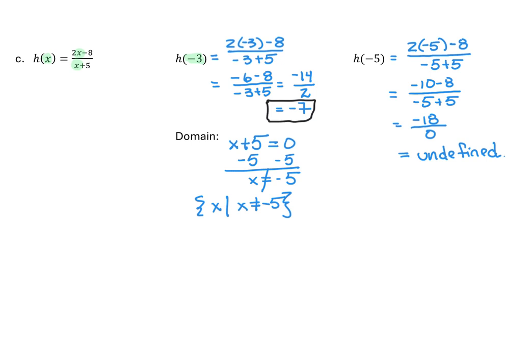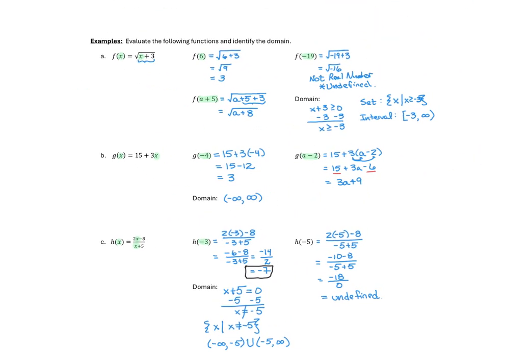Now, if we want to write this in interval notation, what we're going to do is start at the very left. We have negative infinity. We can go all the way up to, but not including, negative 5 because it's not equal to, which means that we put a parenthesis. We do want to skip over negative 5, so we put a union symbol, or the or symbol, and then we pick up again at negative 5, again not included, and we go towards positive infinity. All right, those are some examples of evaluating and some examples of domain.